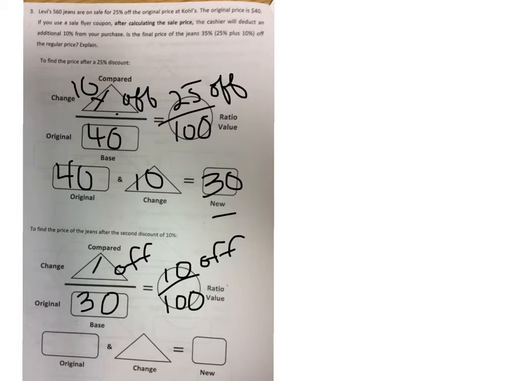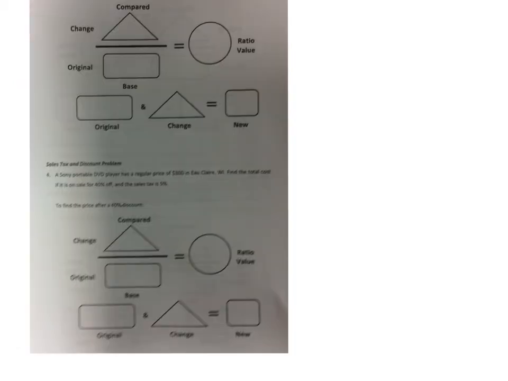So you have our three numbers, so you can multiply across and divide by 100, and you get $3. But that doesn't mean you're going to pay $3, because if we read the labels, it's $3 off. So our jeans were $30. We're getting $3 off, so now we're going to pay $27. So it's $27 for those jeans if you got a 25% discount, then a 10% discount.